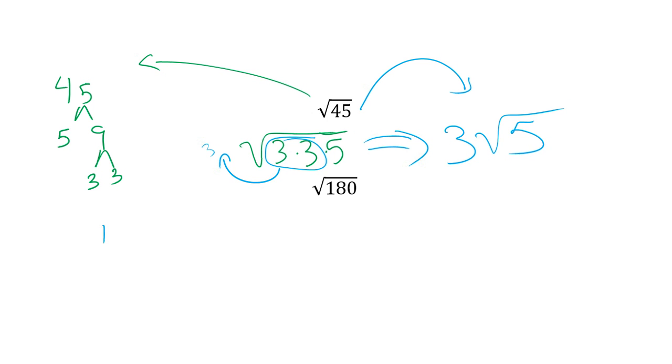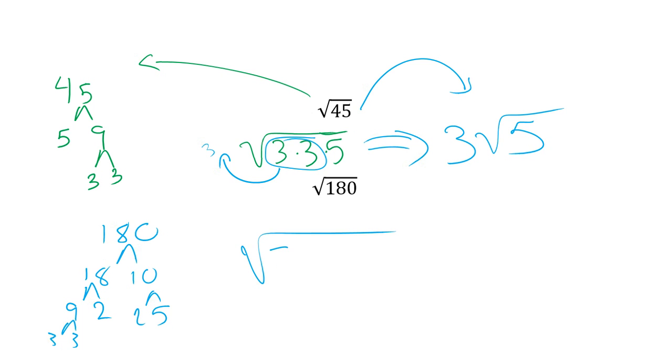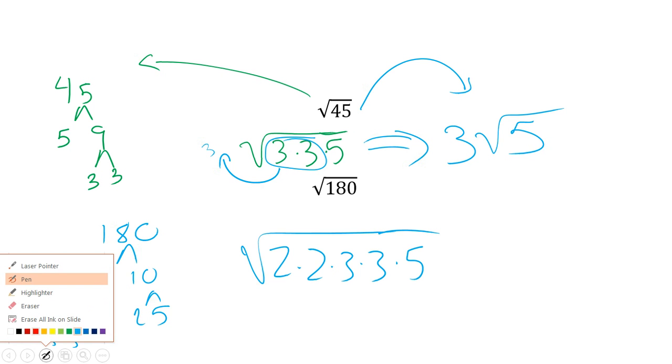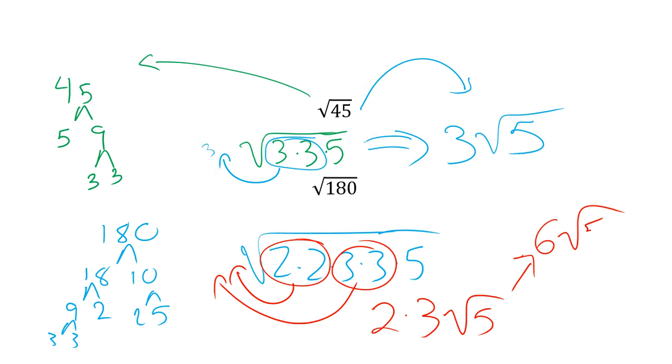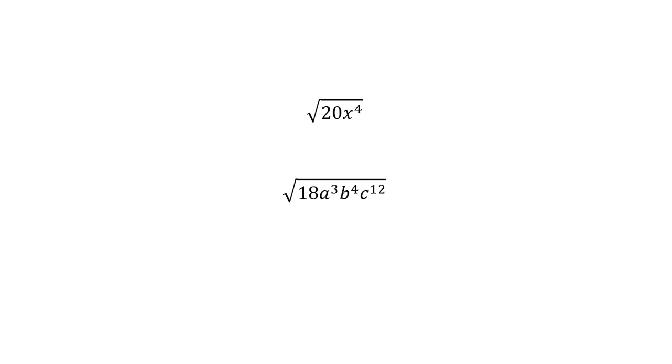Okay, so now we look at 180. For the prime factorization of 180, you've got 18 and 10, which can be broken down, and then you've got 9 and 2, and 2 and 5, and then 3 and 3. When we write this one out, we've got 2 times 2 times 3 times 3 times 5. Now what numbers are the same? Well, we've got a pair of 2's and a pair of 3's. So the 2's come out as 1 and the 3's come out as 1. So now we have 2 times 3 root 5. 2 times 3 is 6, giving you 6 root 5. And that's just the simplified form. So when you're simplifying these radicals, you want to break it up into its prime factorization and then take the groups out.